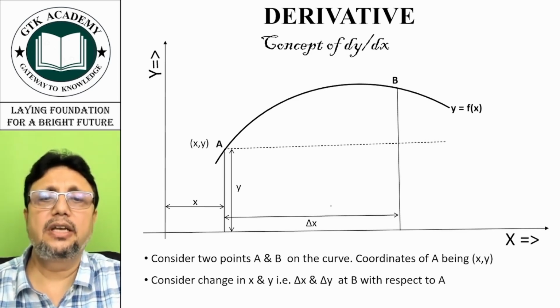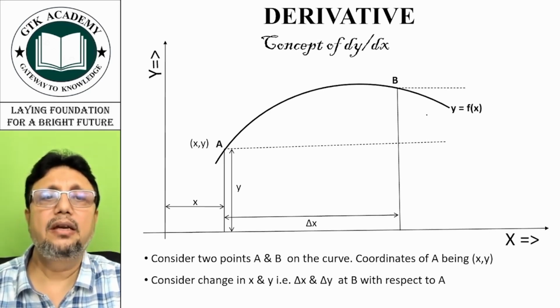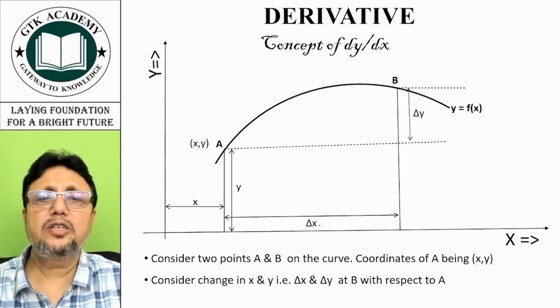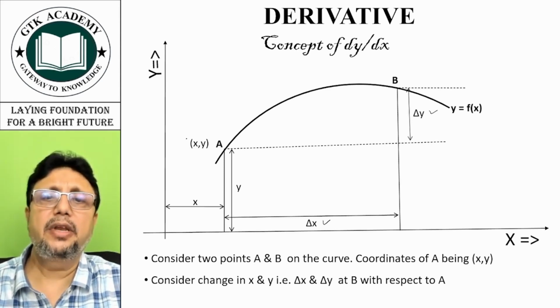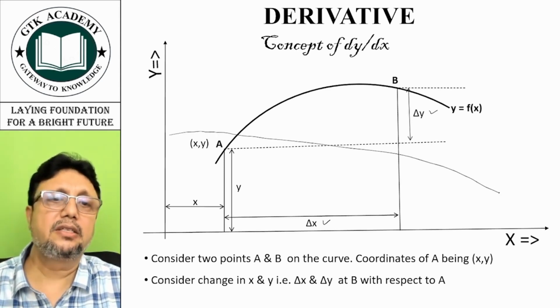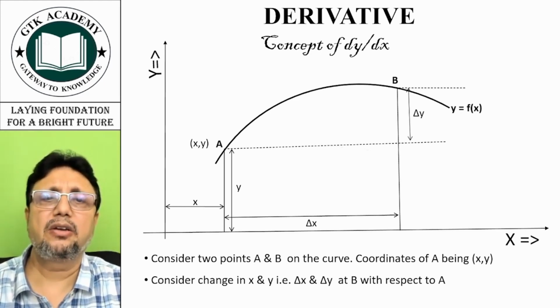So now since this is delta x, the change in y will be small change delta y. If you make a small change in x, it will be a small change in y. It can be positive, it can be negative also. Suppose the curve is like this. So delta y will be negative. That doesn't matter.